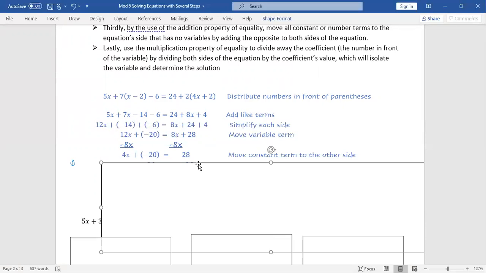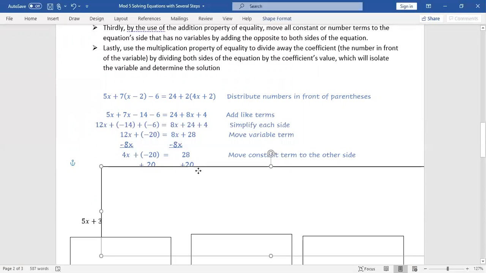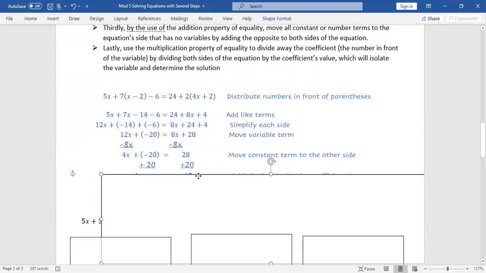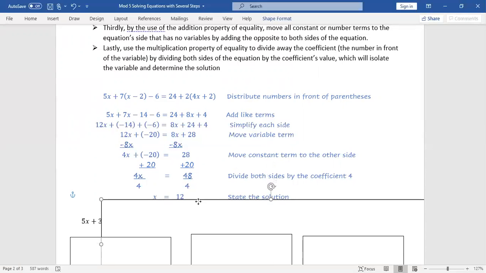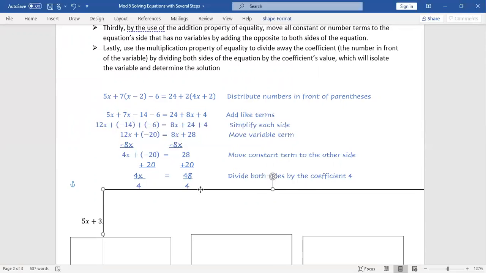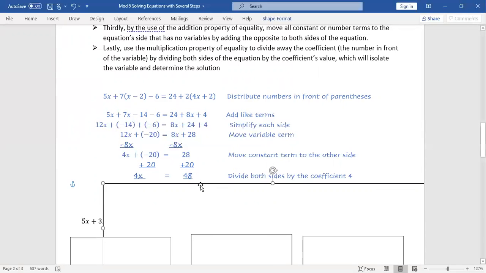Now I want to move all of my constant terms to the right-hand side of the equation. So in order to move that negative 20, I'm going to have to add the opposite to both sides. So on the left-hand side, it goes away to 0. 0 plus 4x is still 4x. And on the right-hand side, I have 20, just the 28 comes down because the 8x is gone. I've added the 20, so I have 48.